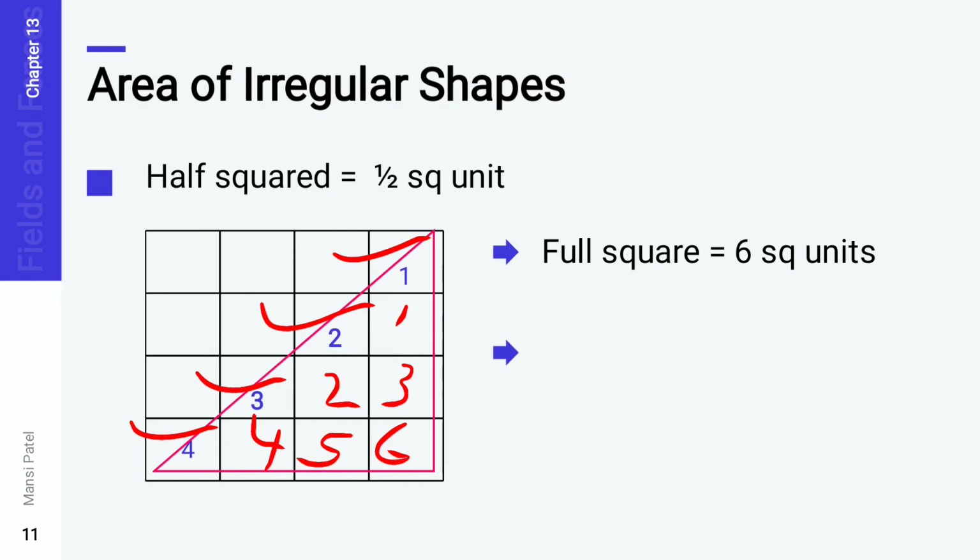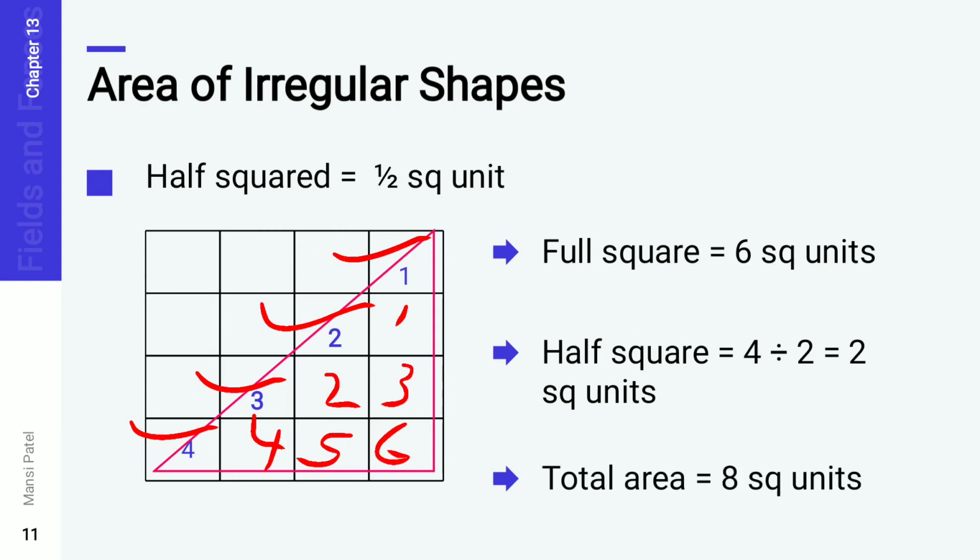Then after that, how many half squares are there? There are a total of 4 half squares. So what is the half of 4? 4 divided by 2, that is 2 square units. Now what is the total area of this figure? The total area of this figure is 6 plus 2, that is 8 square units.